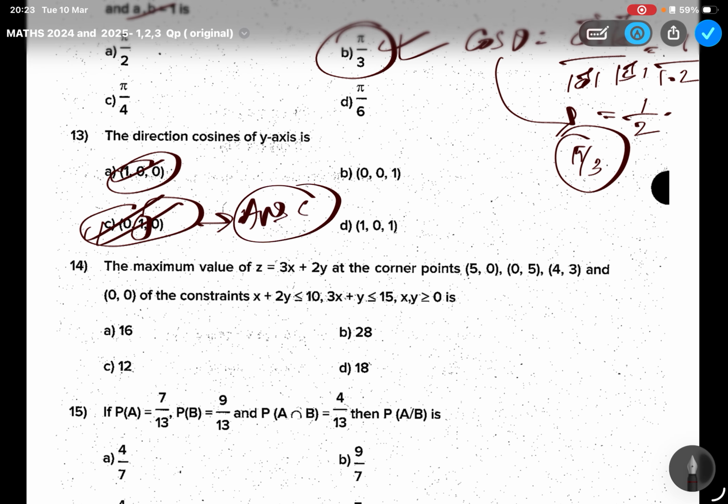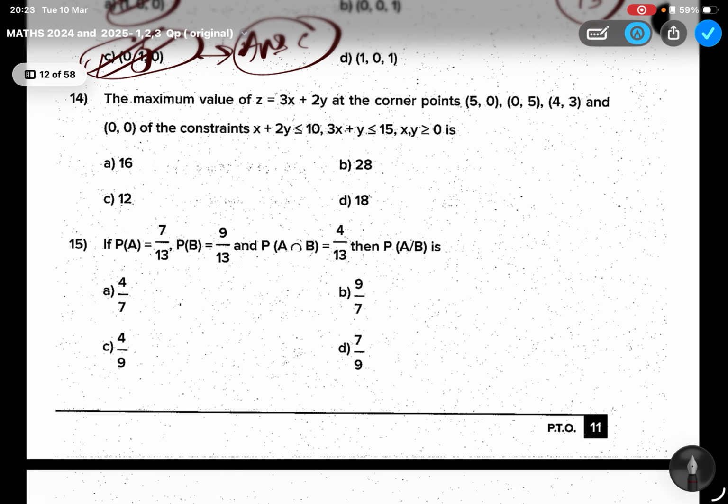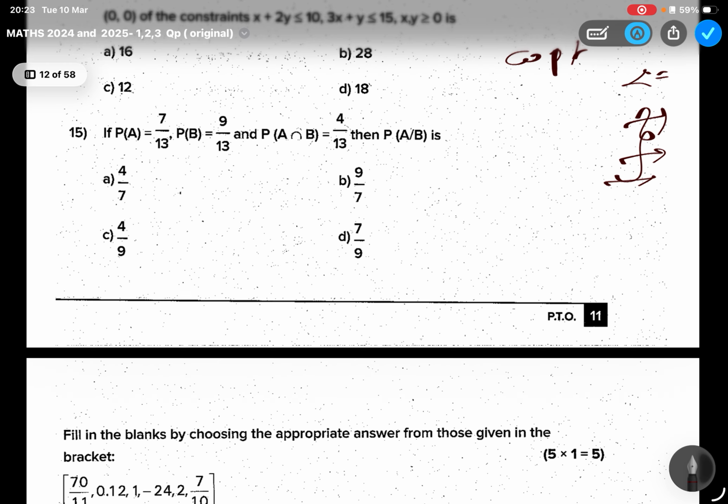Answer is C. The maximum value of z equals 3x plus 2y at the points 5 0, 0 5, 4 3. Don't worry, take the corner points and the z equation, whichever is the highest, that is the answer. Very simple question.